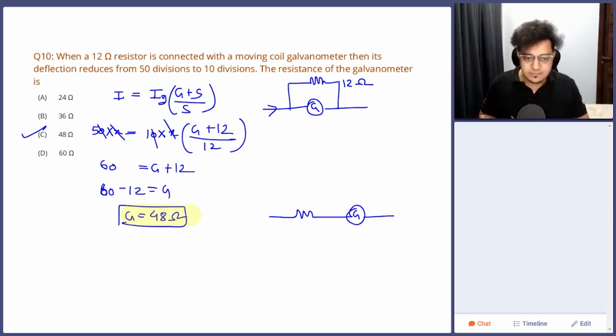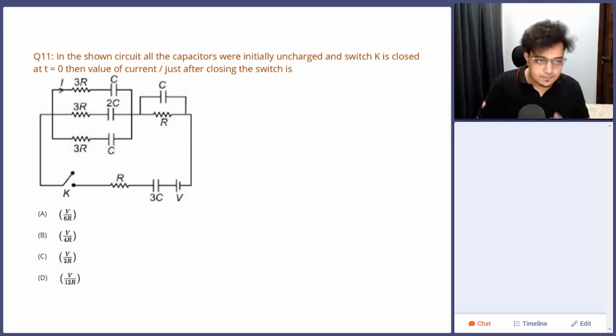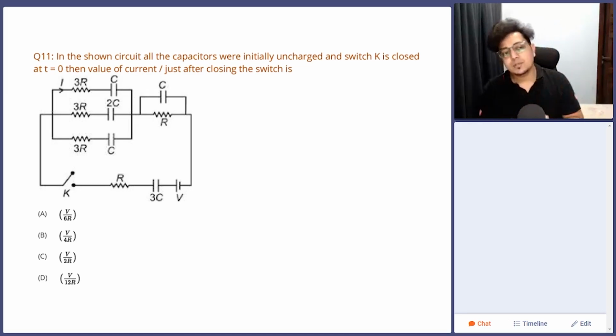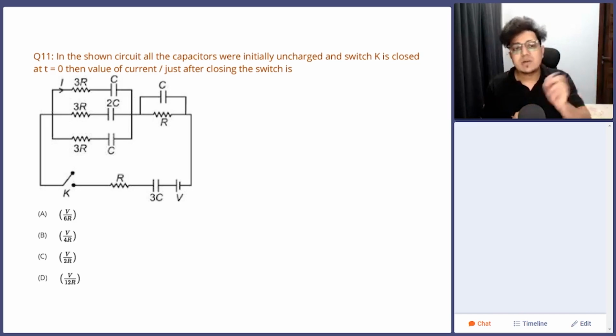You will get an answer for resistance R, but it will not match with the options. Okay, moving on to the next question. In the circuit shown, all capacitors are initially uncharged. There are lots of capacitors in the circuit, but none of them is charged, and the switch is closed at t equal to 0. Then find the value of current I just after the switch is closed.